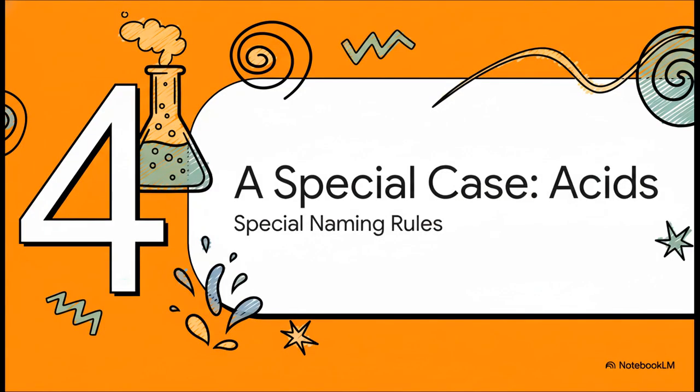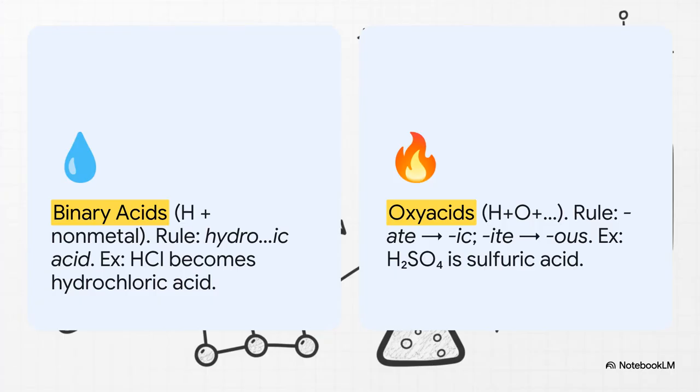All right, time for a quick but really important side quest. We need to cover the special rules for one very important group of compounds, acids. Acids basically come in 2 main flavors. First, you've got binary acids, which are just hydrogen plus one other nonmetal. The pattern is always hydro plus the root ending in -ic acid, so HCl becomes hydrochloric acid.